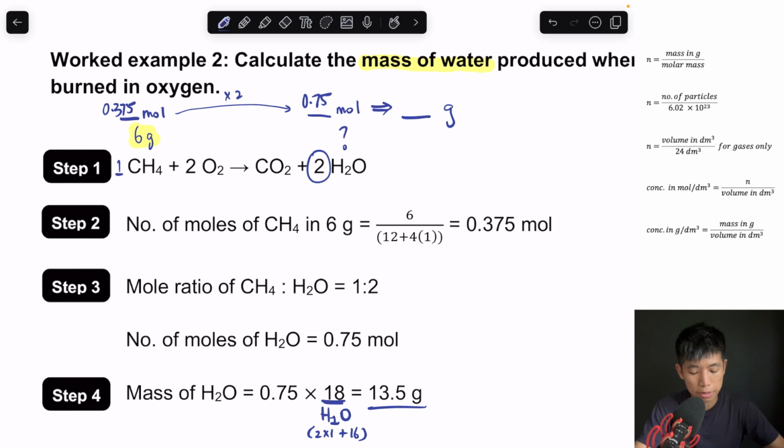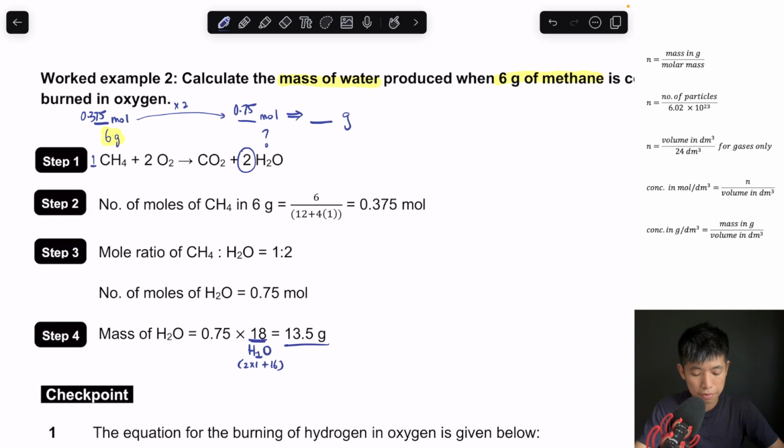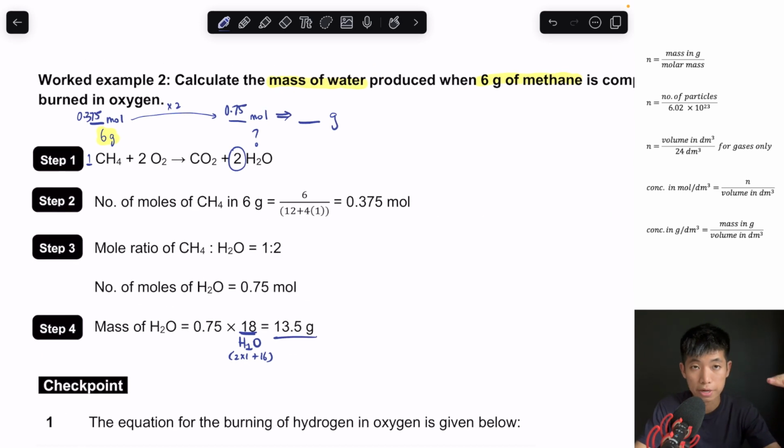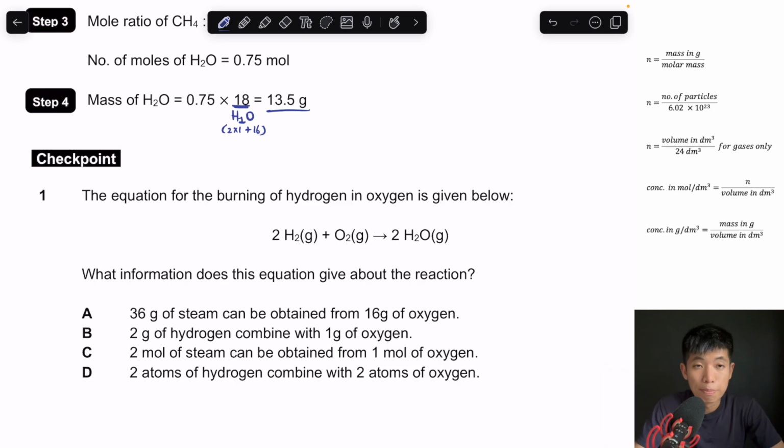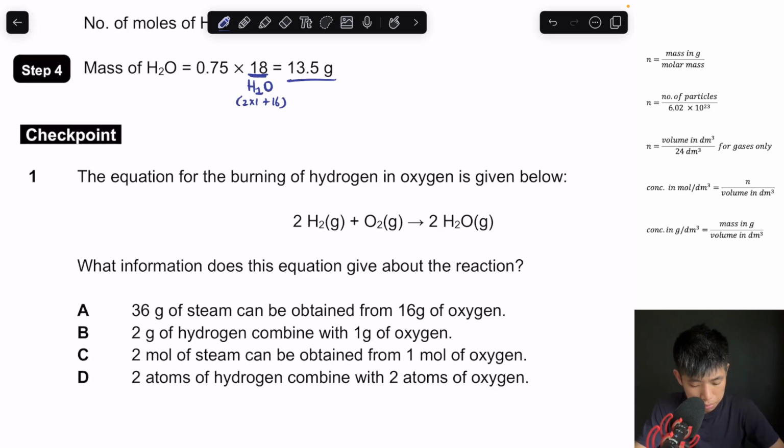Okay, so I hope that you can see whenever we do a calculation, start with the chemical equation, look at what is given, find moles, mole ratio, then convert again. Now I'll pause here. You try the checkpoint questions first, then I'll go through the answers with you.